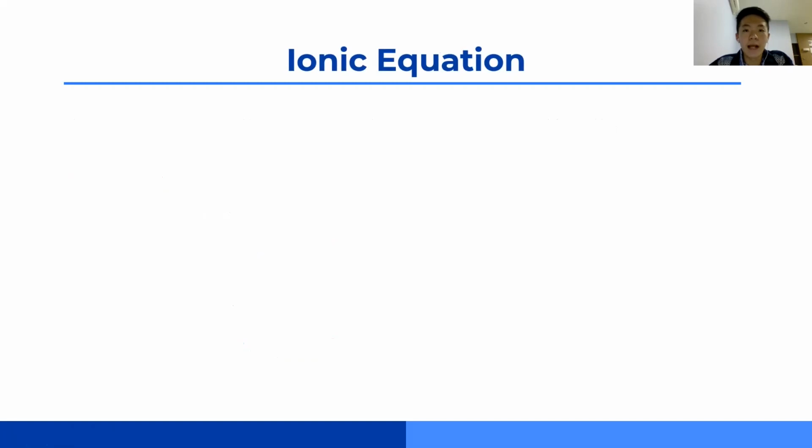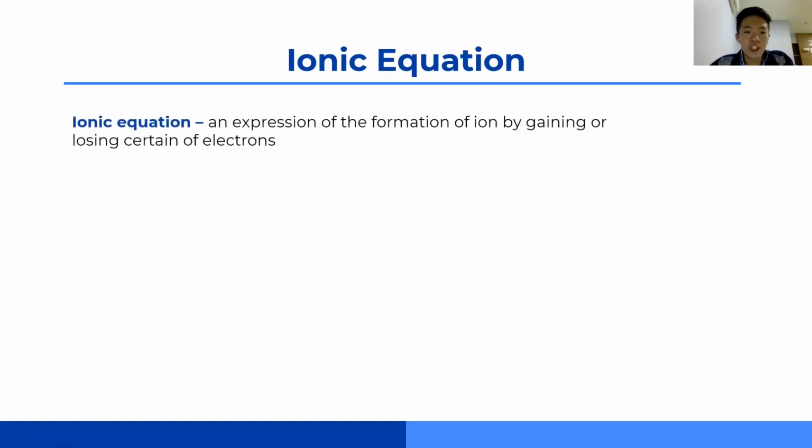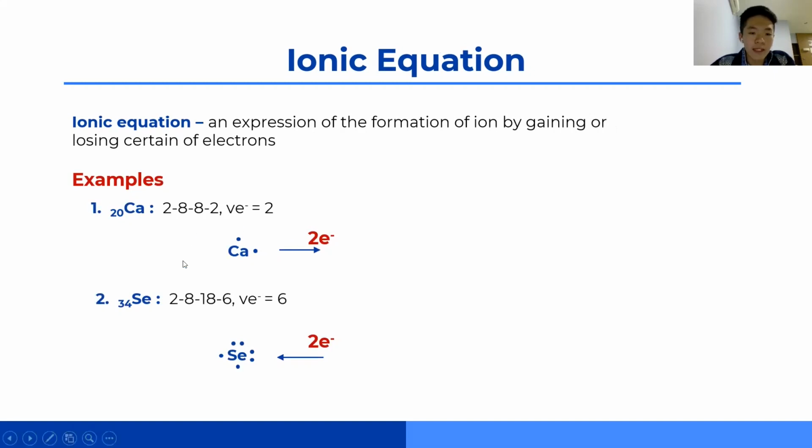And now we're going to talk about the Ionic Equation. An ionic equation is an expression of the formation of an ion by gaining or losing a certain number of electrons. So from the last example, we know that calcium will release 2 electrons in order to become stable. So we can make an expression with this. Calcium releases 2 electrons, so minus 2 electrons. When it releases 2 electrons, it has 2 more protons than electrons, so it becomes a cation. So Ca2+, because it releases 2 electrons.